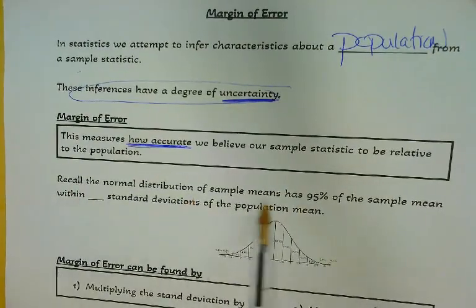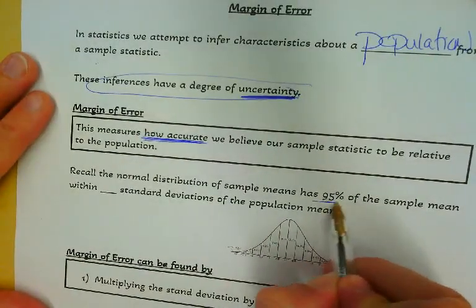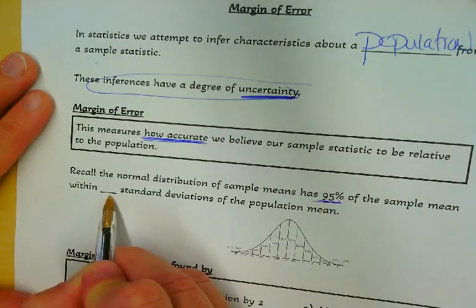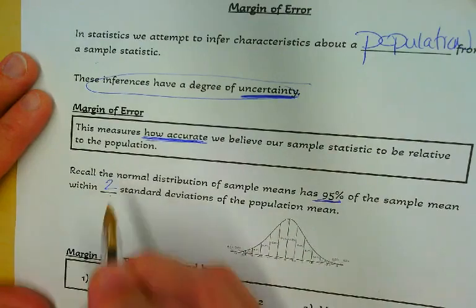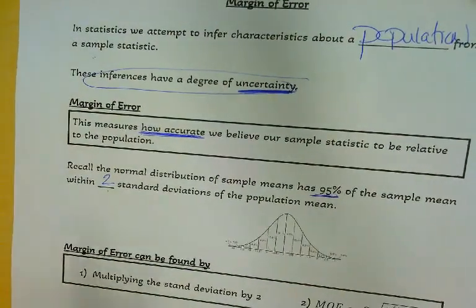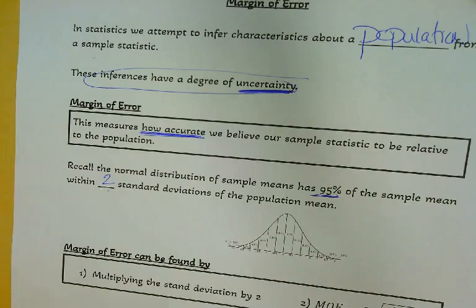Recall the normal distribution of the sample means has 95% of the sample means within how many standard deviations? 2, good. 95 is 2 standard deviations because we had to memorize 68, 95, 99.